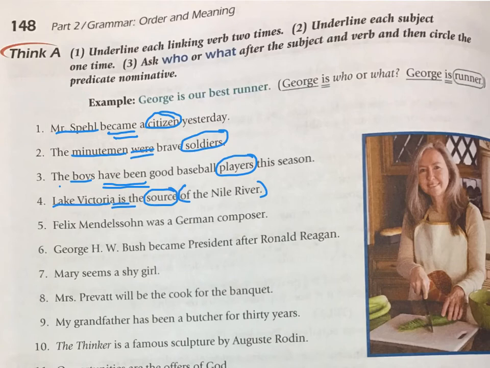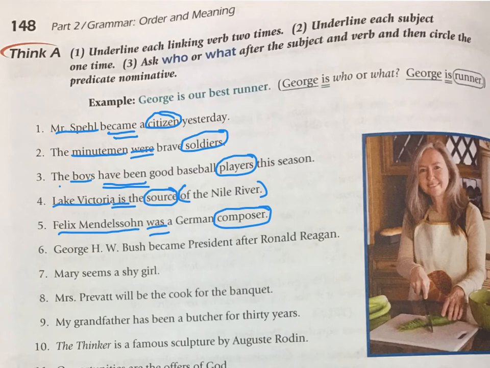Correct. All right, Wyatt, let's do the next one. What's my verb in the next sentence? Was. Good. We have this German composer, Felix Mendelssohn. So what's my subject? Felix Mendelssohn. Good. So we're going to underline that. And, of course, Felix Mendelssohn was what? Composer. Good. And we're going to circle composer as our predicate nominative. Now, Wyatt, can we say Felix Mendelssohn equals composer? Yes. We can. So we know our answer is right.